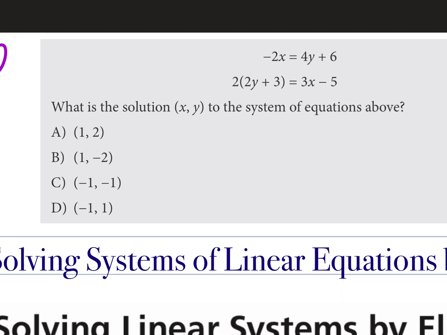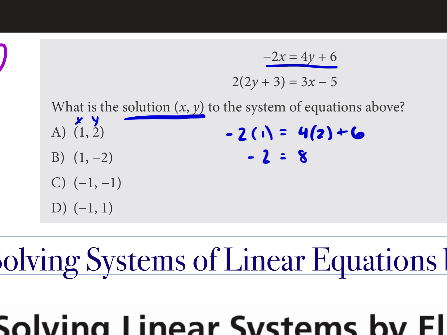Okay, so remember, we write our solution as x comma y. The first number is your x, the second number is your y. To see if it's a solution of the equation, we want to plug in the numbers. To test the first one, I'm going to plug in 1 for x and 2 for y and see if it works. So I'm going to plug it into the first equation here. I have negative 2 times 1 is equal to 4 times 2 plus 6. So negative 2 is equal to 8 plus 6. Is this true? No. So A is not an answer. So we can cross that off.